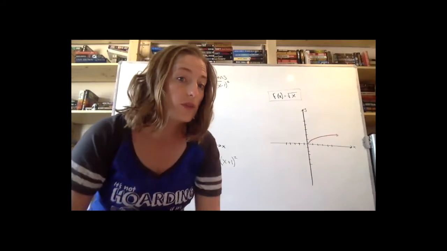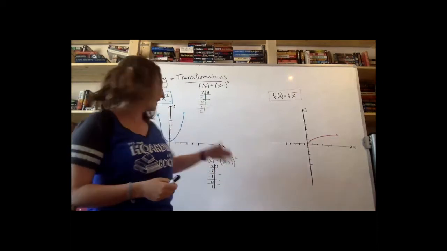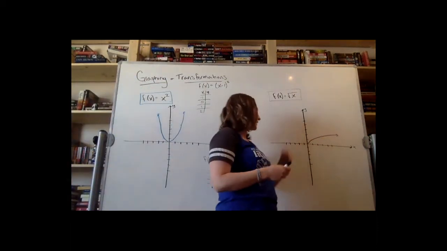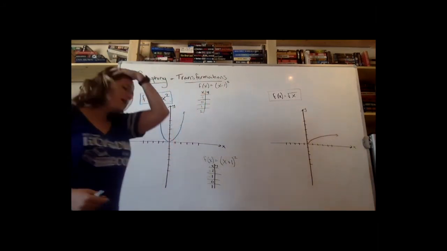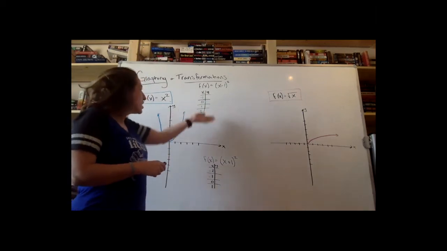Okay, so we've looked at reflections, and we saw that we can take a graph and reflect it across the x-axis, flipping it upside down. We can reflect it across the y-axis, turning it that way. Now what we want to do is look at what's known as shifts. So we're going to look at what happens when we change graphs like this.